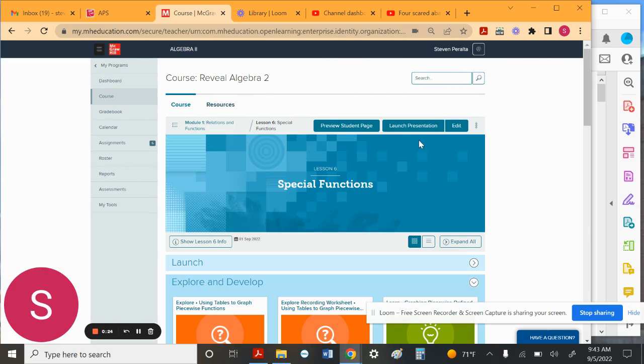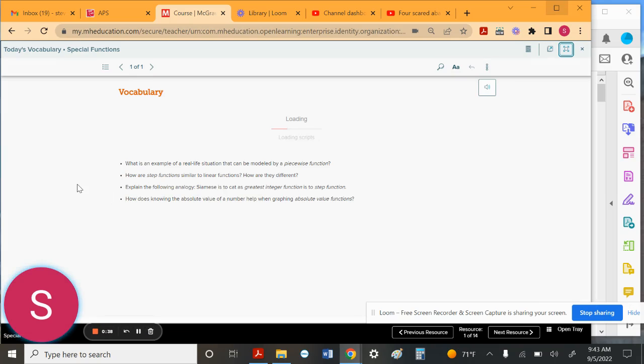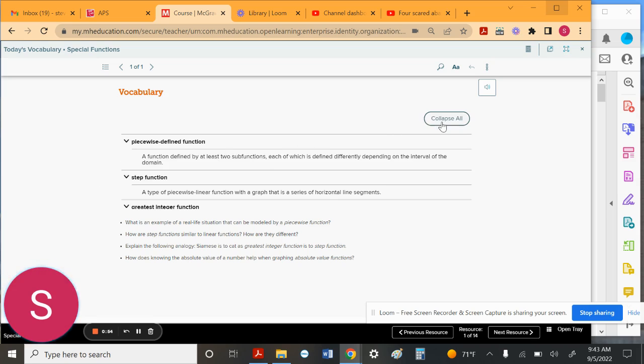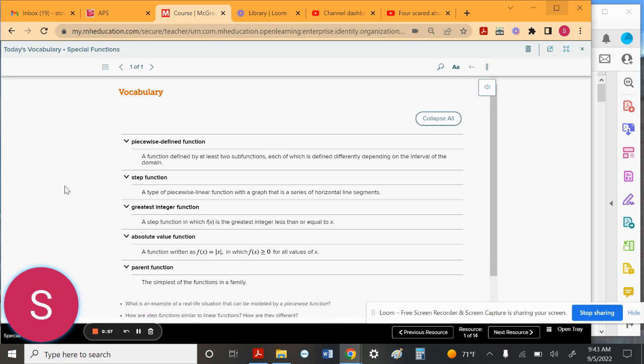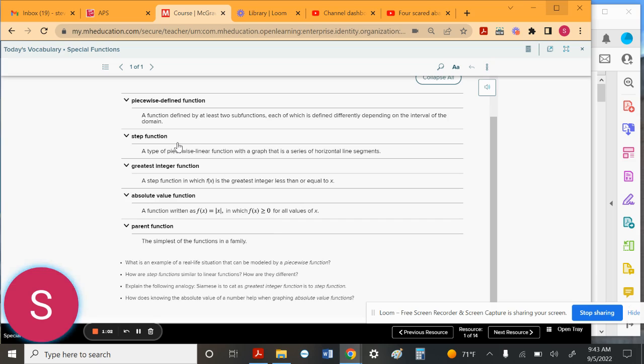module 1 soon. So, of course, we go to launch presentation and get into first the vocabulary. So, what are we looking at in the vocabulary? Piecewise, a step function. We're not going to deal with greatest integer functions. We're going to look at absolute value, and we're going to look at parent functions. And instead of describing them here, I'm just going to let you look at all the definitions because we'll see them as we go through all of the different slides.